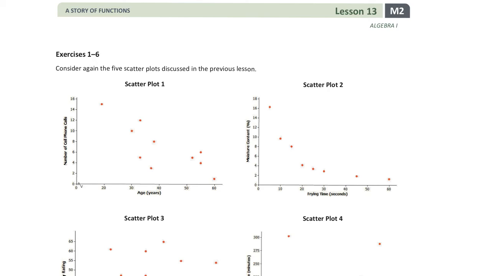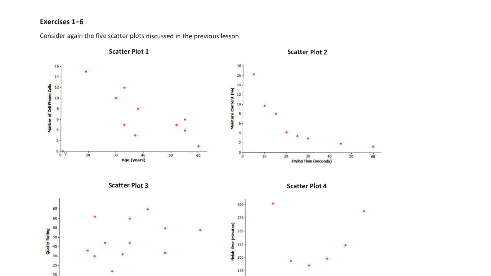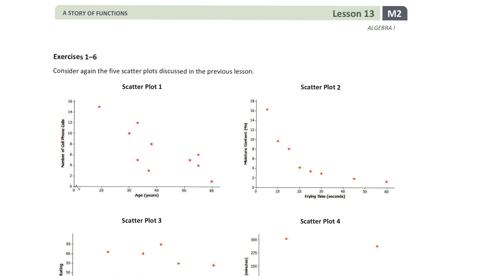If you could open up your workbooks and turn to page, I believe it is 84. Let me double check that. 84, yes. So let's turn to page 84 in the workbooks and let's talk. This is going to be real quick and easy, okay?